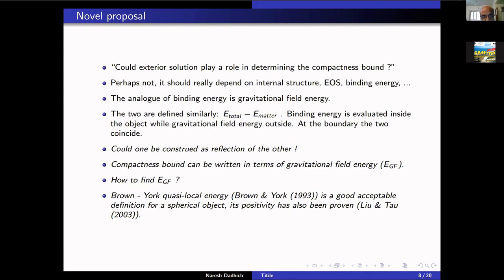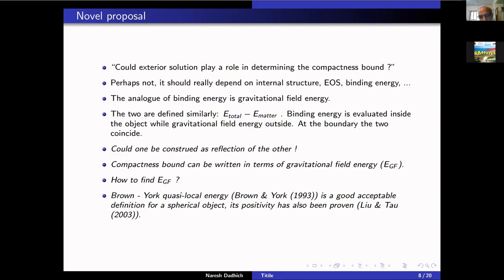However, we do know one thing. The analog of binding energy is gravitational field energy. Because the definitions of the two are similar: the total energy minus the matter energy. The total energy contained inside some radius R, subtract the matter energy from this, and that will give you the binding energy. The difference is that the binding energy is evaluated inside the star, whereas the gravitational field energy is outside. And at the boundary they do agree. So could one be construed as a reflection of the other? That's one question you have.